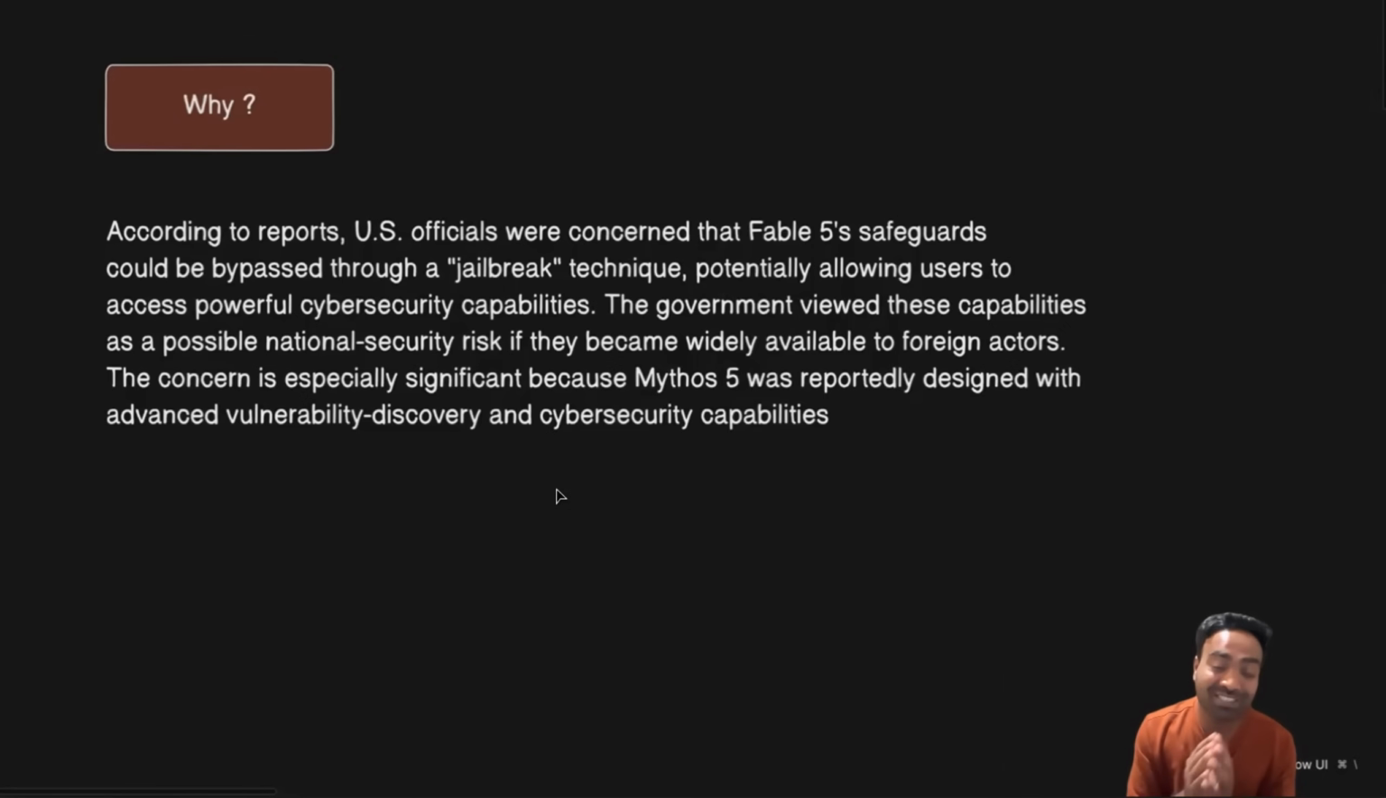I know now you might be thinking, why did the government take this decision? According to the reports, US officials were concerned that if Fable 5 and Mythos 5 could be jailbroken, they can create huge cybersecurity issues. The government views these capabilities as a national security risk. So they wanted to restrict the access only to the US citizens.